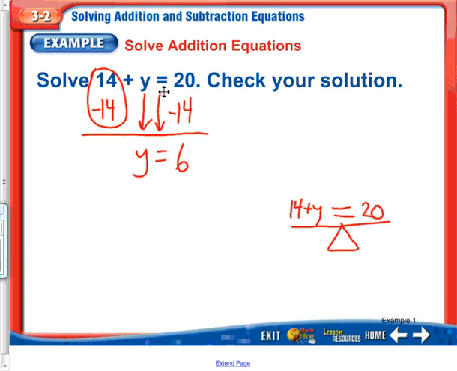Now we'll put the solution for y into the equation. We can check our solution mentally. So 14 plus 6 does equal 20. That means it works, and we're done with our problem. Y equals 6 would be our answer. Now for your homework, you're going to want to copy the equation, then show your work on the next line, and then solve it on the third line. So if you're doing this in your homework, you're going to use 3 lines in your notebook page.